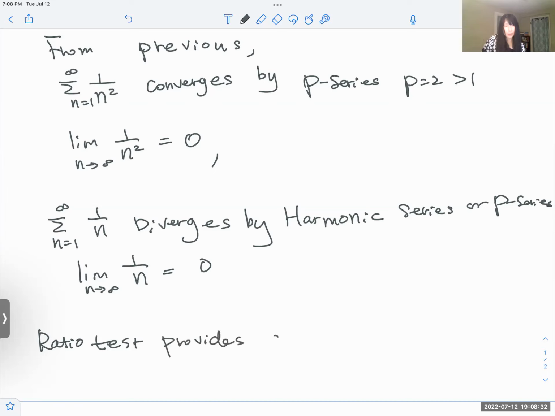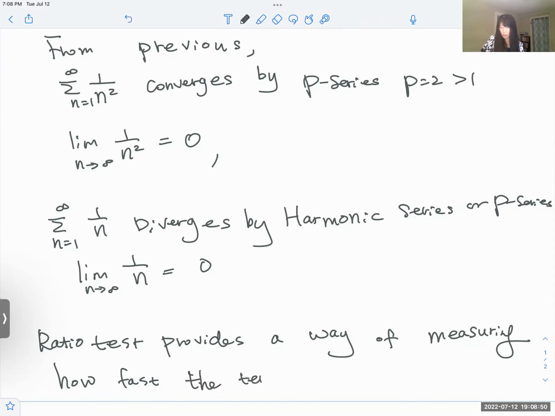Provides a way of measuring how fast the terms of the series are approaching 0. Okay. So let me bring the screenshot here.